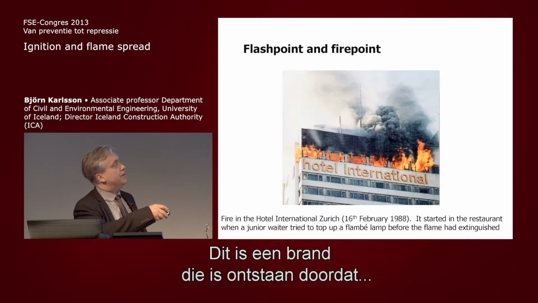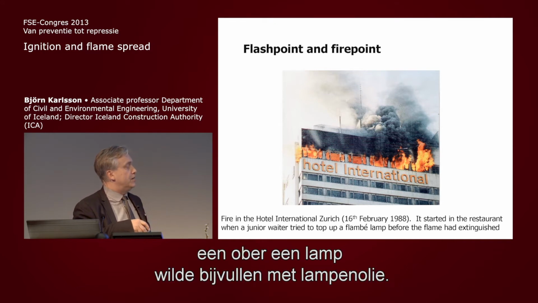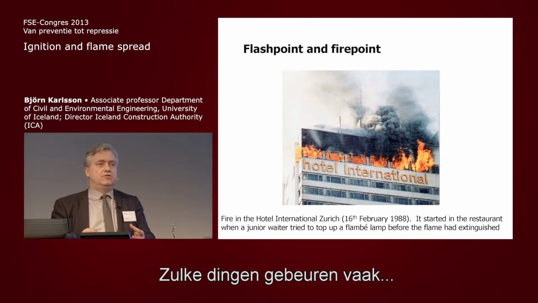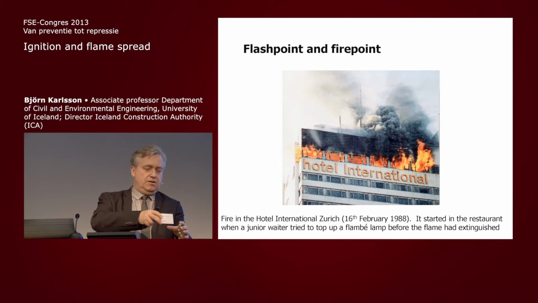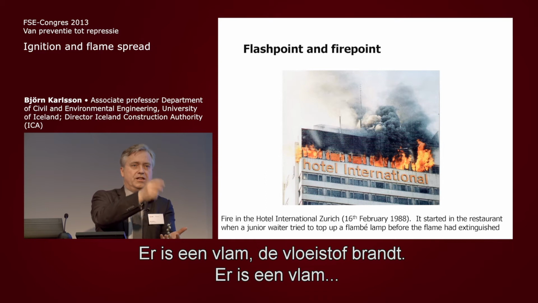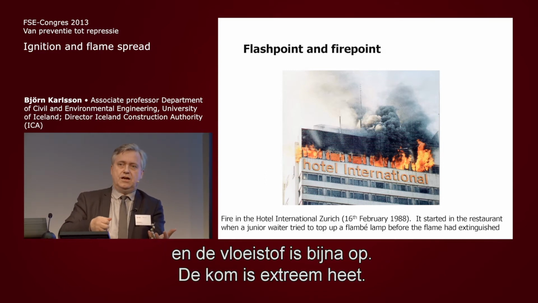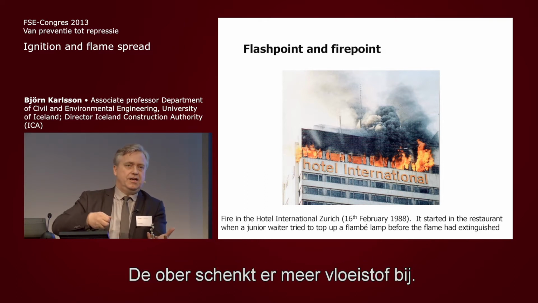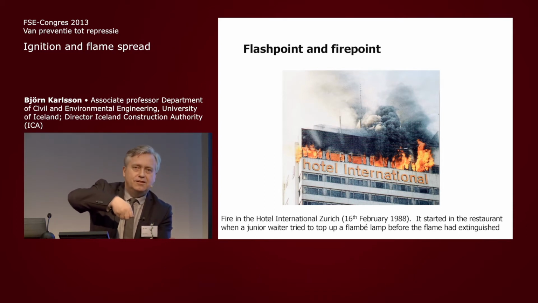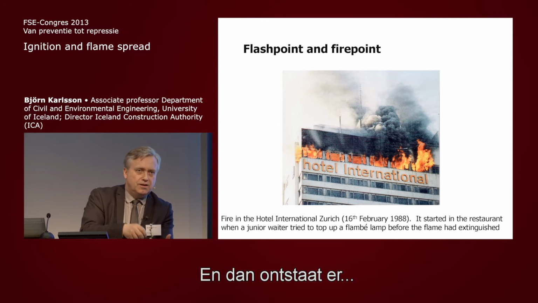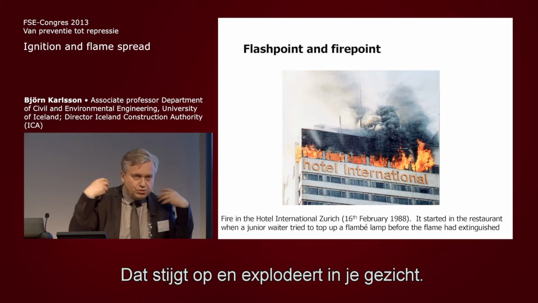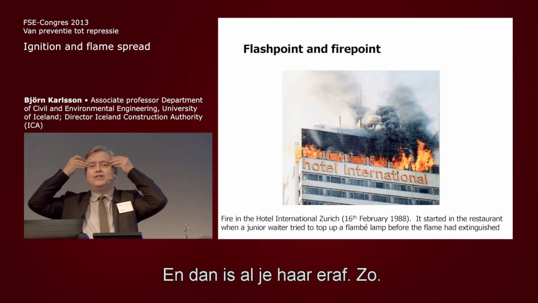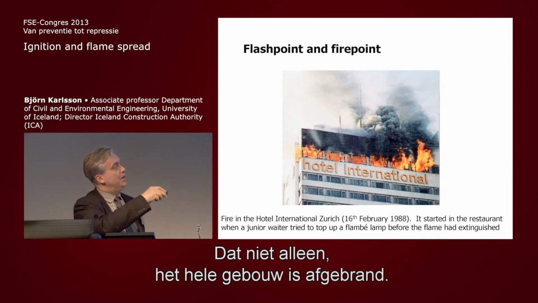So this is a fire because a junior waiter tried to top up a flambe lamp with kerosene oil. These things happen often when you have something that ignites at, say, 37. There's a flame, and the liquid is burning, and it's nearly finished, and the bowl is extremely hot. And this waiter is going to pour more liquid into an extremely hot metal bowl. Immediately when it hits the very hot bowl, it creates a gas that you don't see, and it goes up and explodes in your face, and all the hair goes off like this. Not only that, but the whole damn building burnt down.